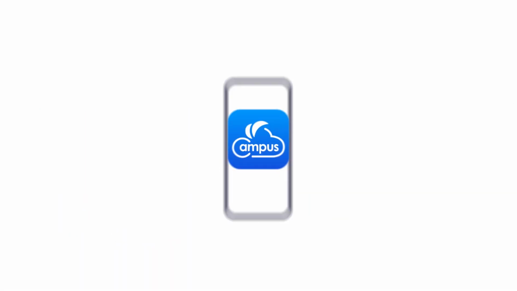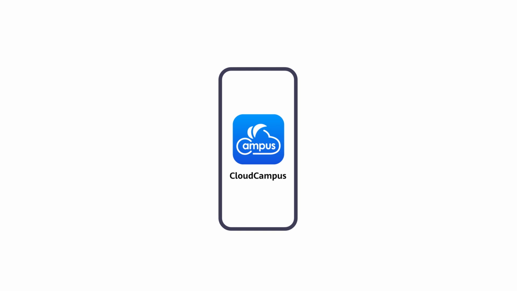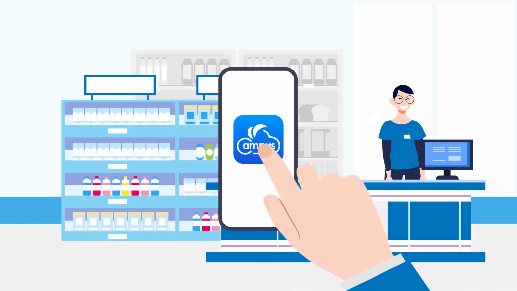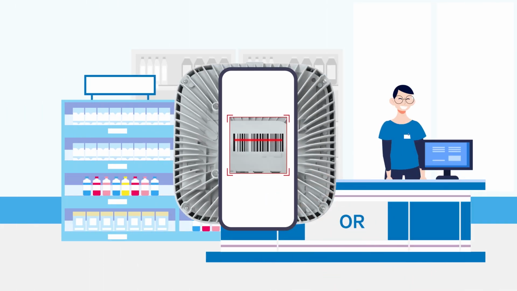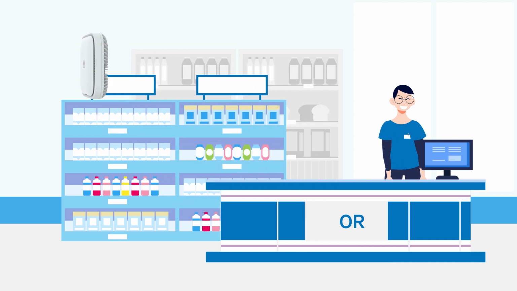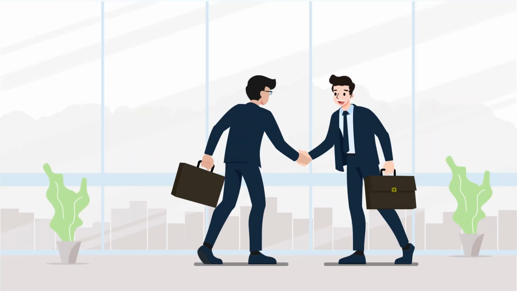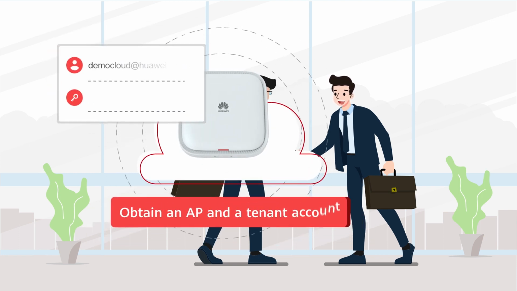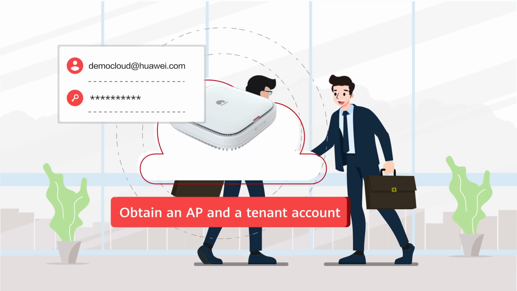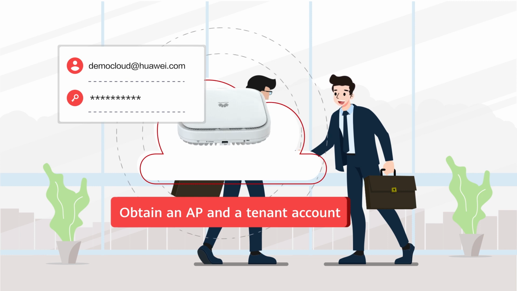In addition, AP deployment is simplified based on Cloud Campus app on a mobile phone. With this app, you only need to scan the AP's barcode to deploy it in plug-and-play mode. This means anyone can deploy an AP, no professional skills required. After purchasing cloud services from Huawei or a Huawei supplier, you will obtain an AP and a Tenant account.